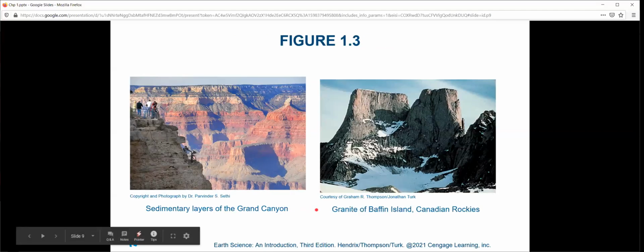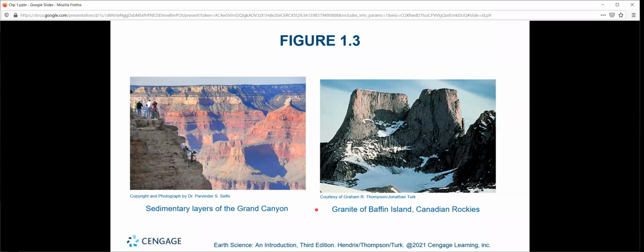Here are some very nice pictures of some of the varied geology we have. On the left here, we have the Grand Canyon. I'm sure we're all familiar. We've all seen pictures of the Grand Canyon. On the right here, the Baffin Islands and the Canadian Rockies. While these two pictures look very similar, their geologic history is vastly different. You notice the left one, it says sedimentary, and the right one, it says granite. Granite's an igneous rock. So even though they look very different, they're both very striking, their geology is an interesting example of the diversity that exists in the geologic world.